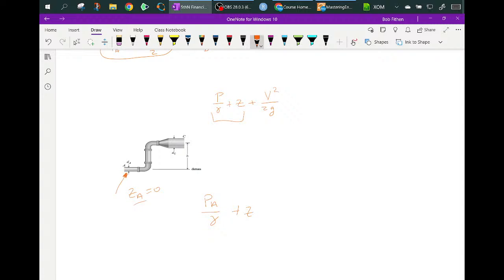Okay. So essentially, that's all it is. It's essentially the pressure that he gave me over gamma plus the elevation, but the elevation's 0, so that's basically it. Okay, then he wants to know the hydraulic head at the, which one? Oh, it's C.